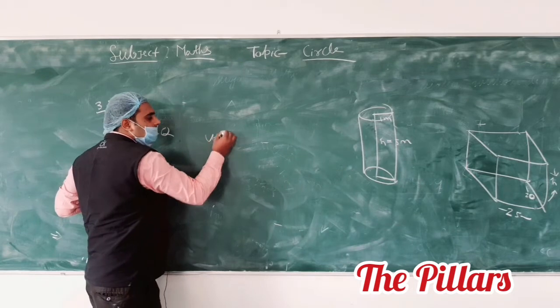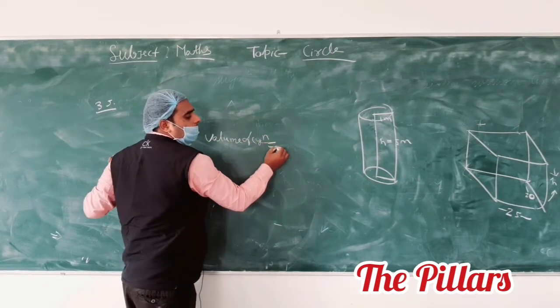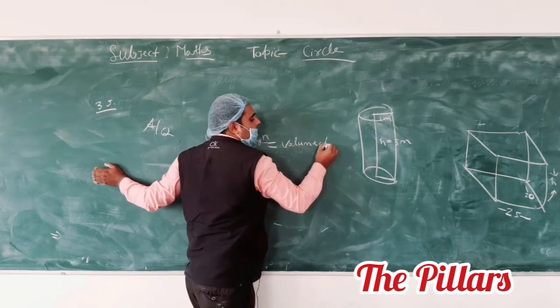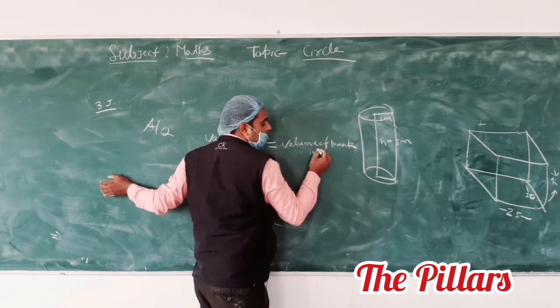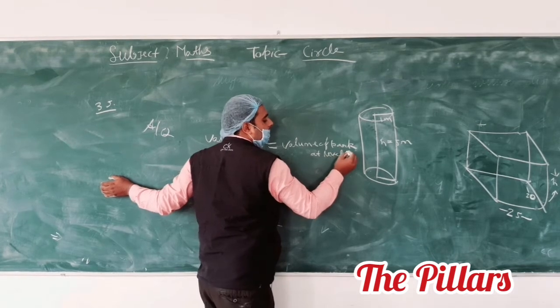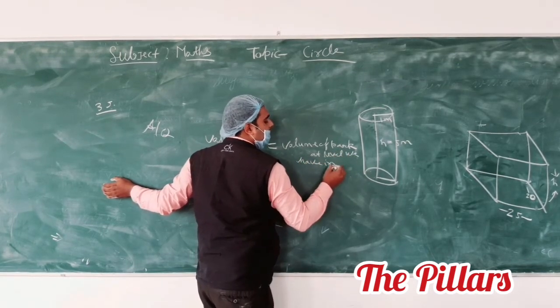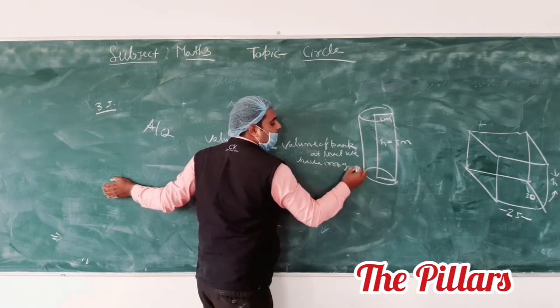Volume of cylinder equals what? Volume of park at the level we have to irrigate. Till here, does anyone have any doubt?